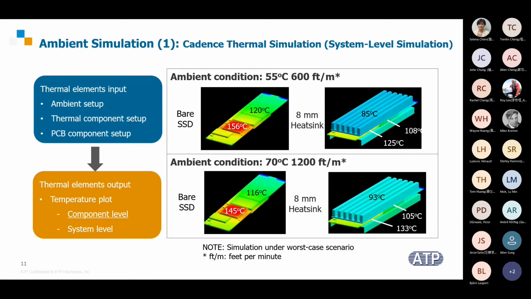So you can see the controller temperature in the simulation result is quite high. The controller area of the bare SSD is around 156 at 55 degrees Celsius. When we increase the ambient temperature to 70 degrees Celsius, with sufficient airflow, the controller temperature is actually reduced. That shows how important airflow is in this simulation result. Of course, with the 8 millimeter heatsink, the overall temperature is reduced.